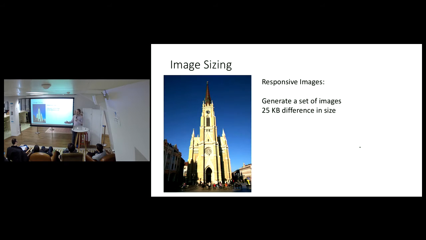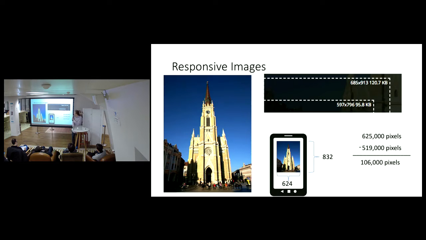So as you might expect, what we do for this is we have responsive images. We generate a bunch of images. One approach is to do 25 kilobytes different in size. So I generated a whole bunch of those, and I end up only wasting 100,000 pixels now, right? This is 625,000 pixels. It's showing 519, so way better than throwing away 12 million.